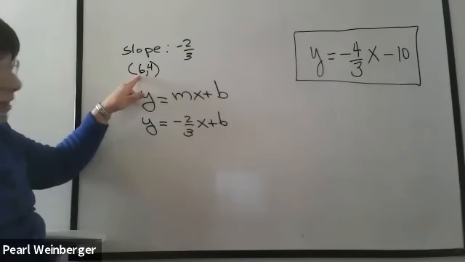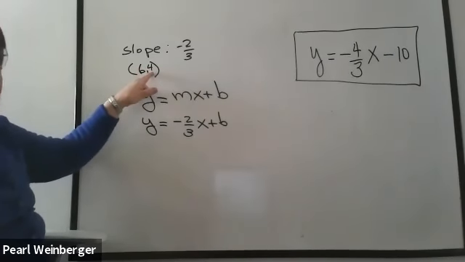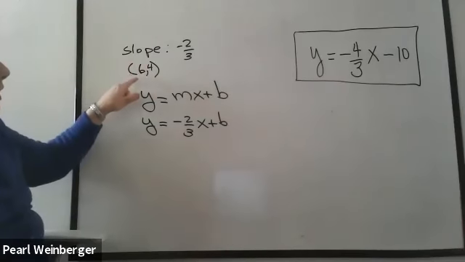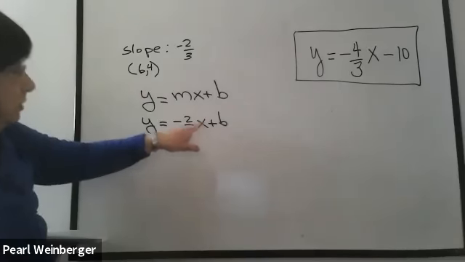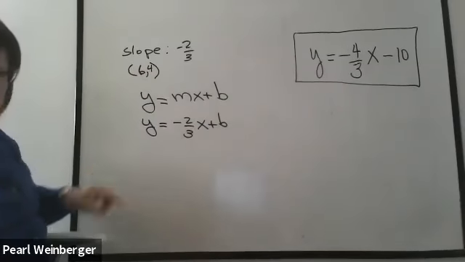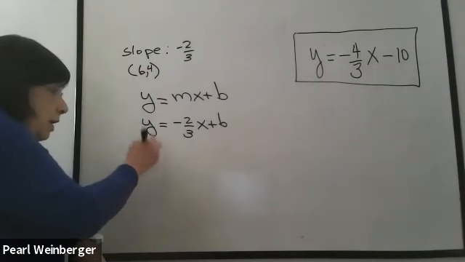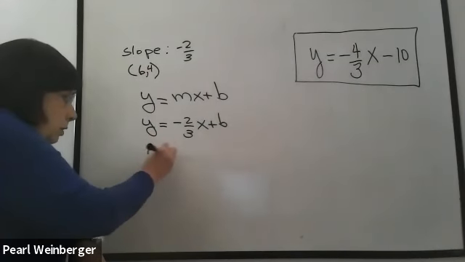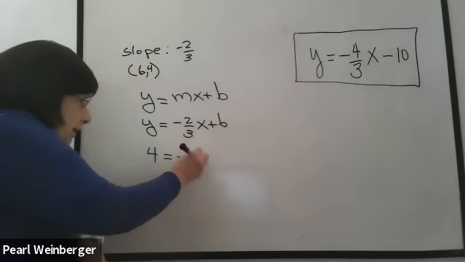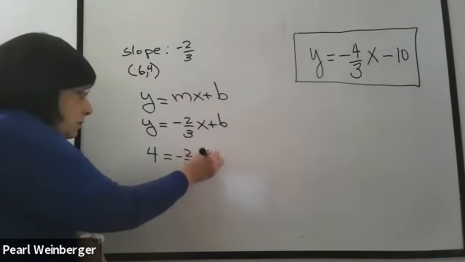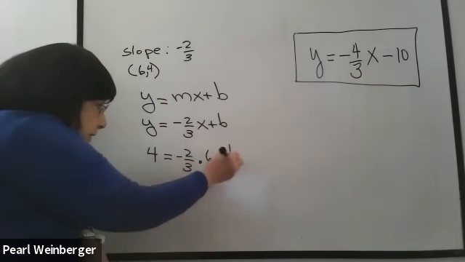We're going to replace the x with 6, and we're going to replace the y with 4. The point (6, 4) means that wherever I have an x, I'm going to put a 6. Wherever I have a y, I'm going to put a 4. So here we are. My y is 4. This is -2/3 times my x, which is 6, plus b.